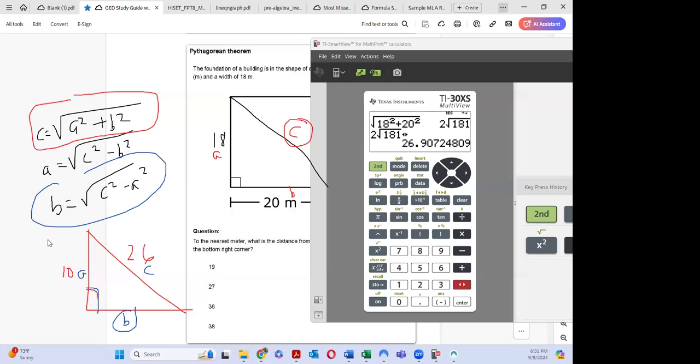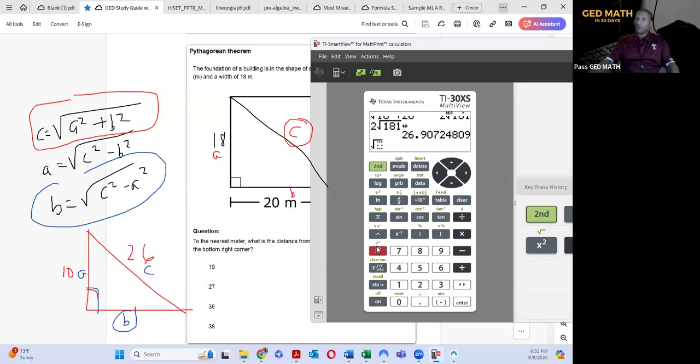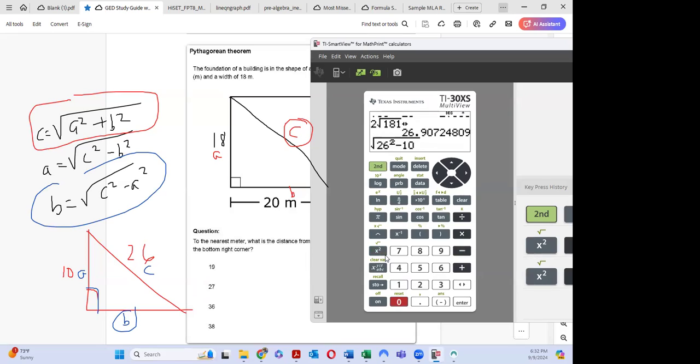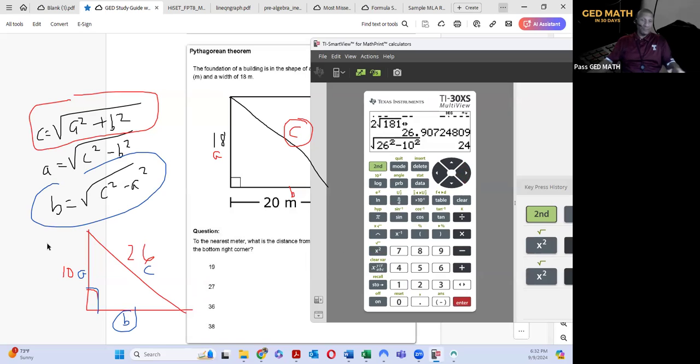So all I'm going to do is go to my calculator. Square root of C squared, 26 squared, minus 10 squared. Press enter, and I'm done. Look at that, 24. I know my missing side is 24.